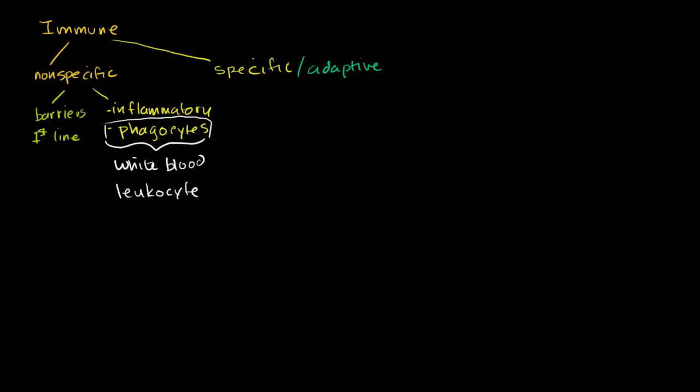But the main actors here are called lymphocytes, not to be confused with leukocytes, because they still are leukocytes. So let me write this down. Lymphocytes. So these are the main actors. And these are specific. Phagocytes, for the most part, are non-specific. But both of these are white blood cells. Lymphocytes are another type of white blood cell or a leukocyte.